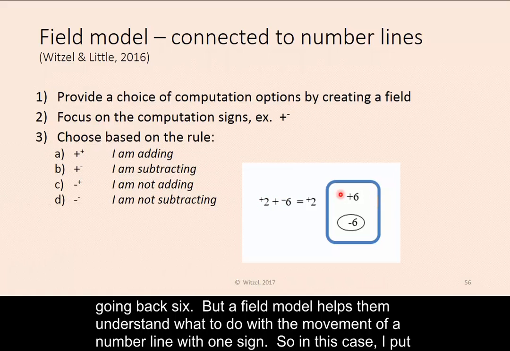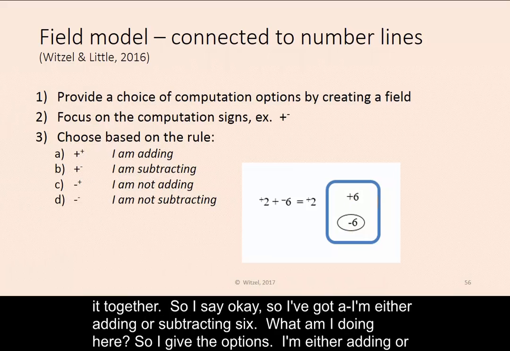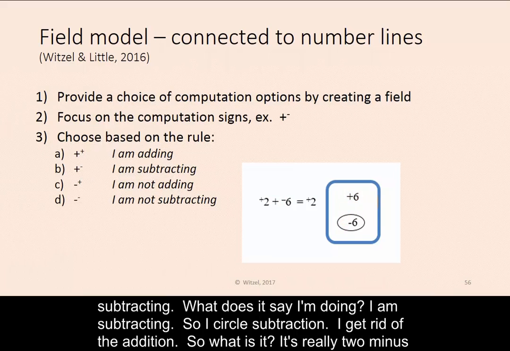So in this case, I put it together. I say, okay, I'm either adding or subtracting 6. What am I doing here? So I give the options. I'm either adding or subtracting. What does it say I'm doing? I am subtracting. So I circle subtraction and I get rid of the addition. So what is it? It's really 2 minus 6. So in the number line, you start at 2 and you go back 6 to get negative 4.